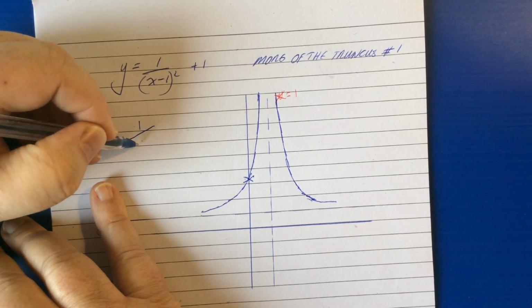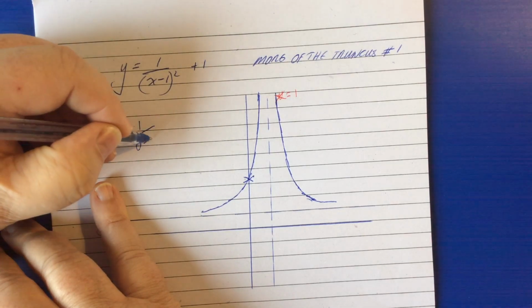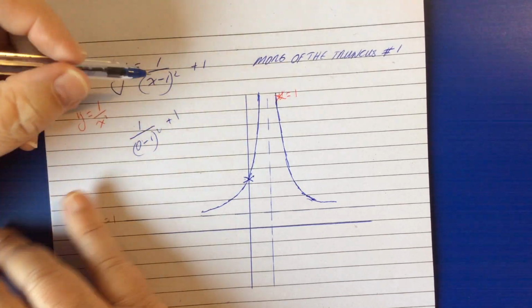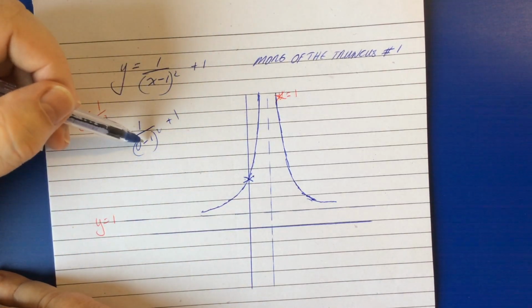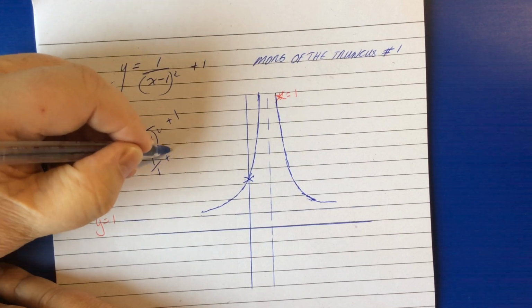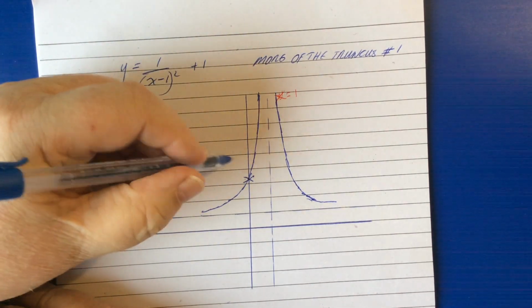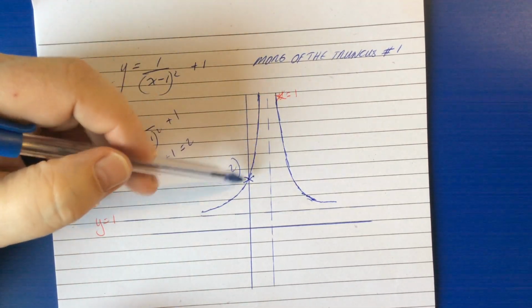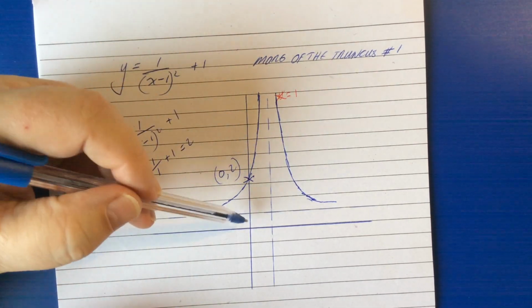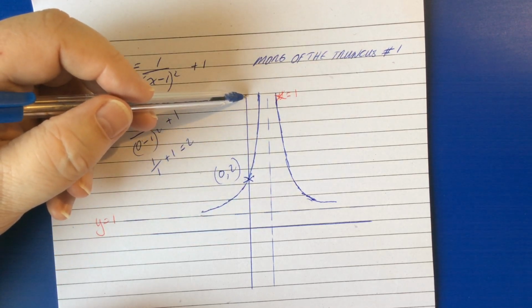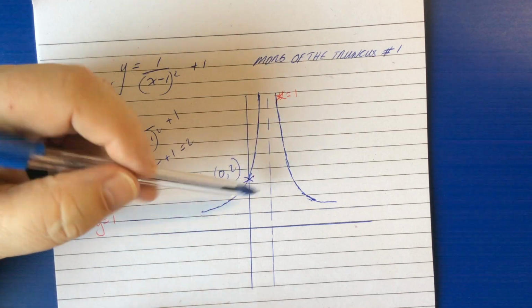So 1 over (0 minus 1) squared plus 1. For those of you who were worried that we'd get a negative here, we won't, because this is squared. So that is 1 over 1 plus 1, which equals 2. So this point here is (0, 2). Now that is the only point of intersection when it comes to the axes of the Cartesian plane.